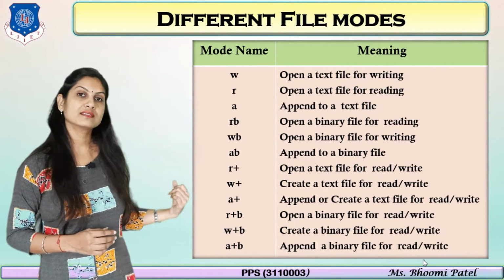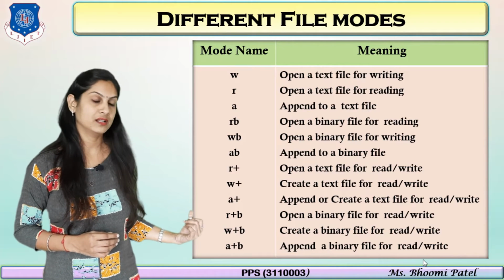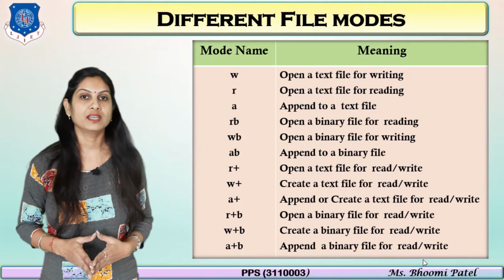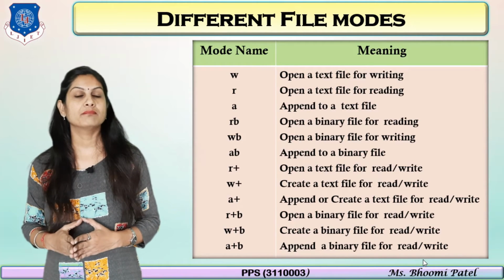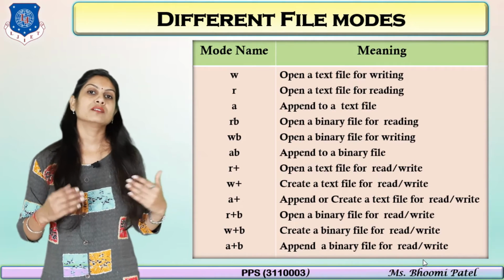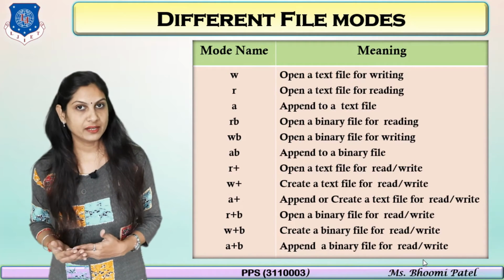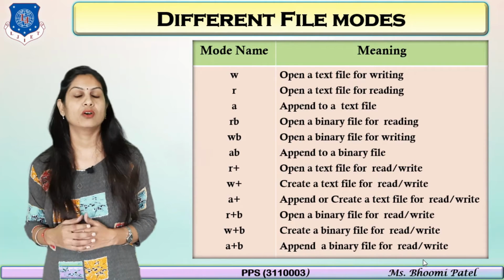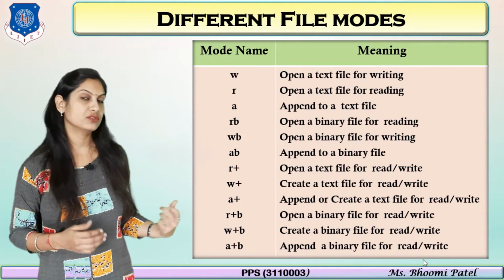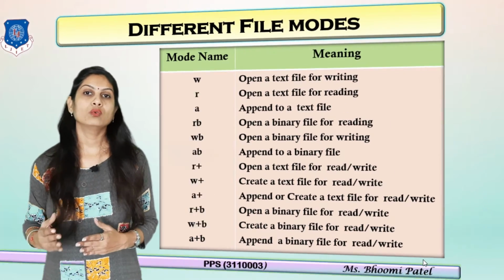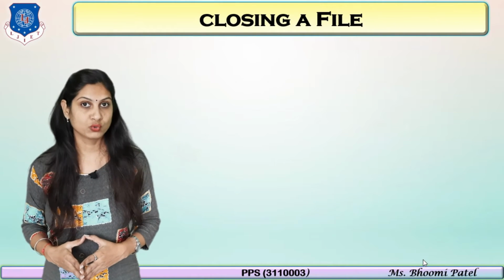Now the last three are the same for binary files: r plus b, w plus b and then a plus b. The meaning is the same, only binary files will be operated on. Clear? So r plus b means you can read and write on a binary file. W plus b means you can write and read on that binary file, and last, a plus b means you can append, read and write in a binary file.